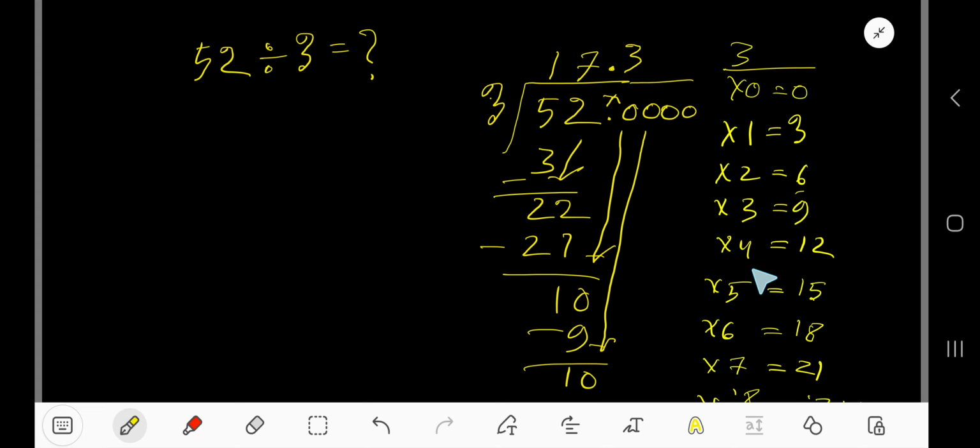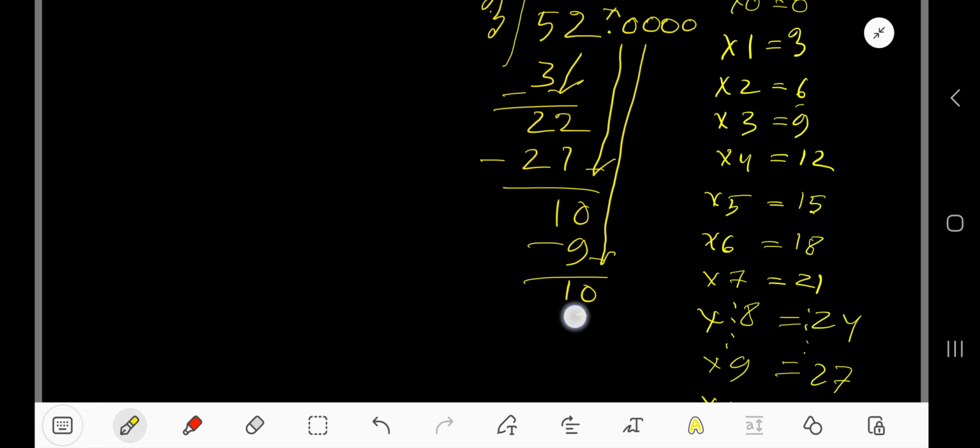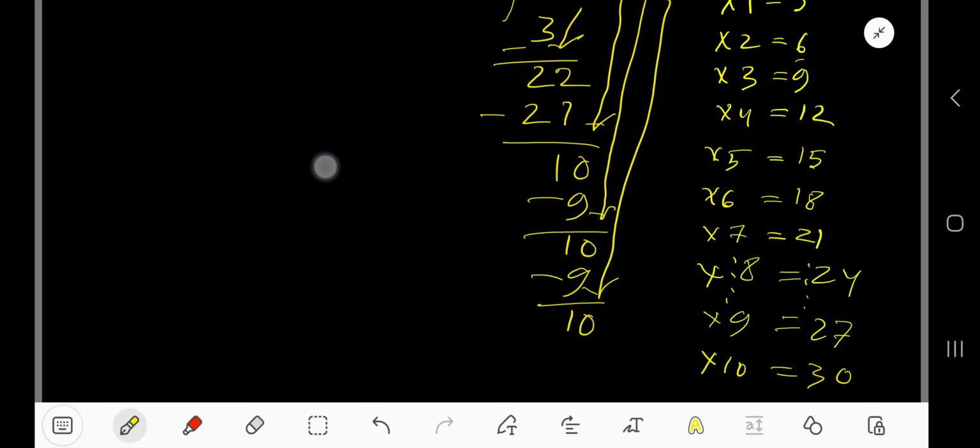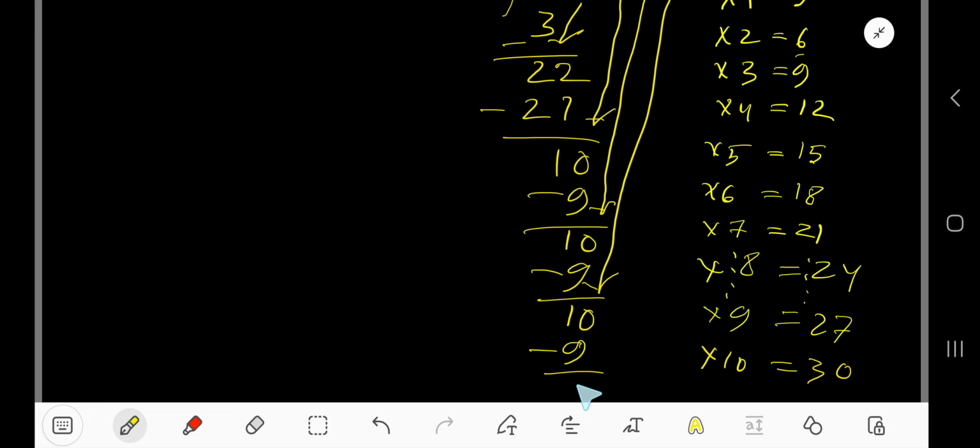3 goes into 10 how many times? 3 times. 3 times 3, 9. Subtract, 1. Bring down another zero. 3 goes into 10 again 3 times. 3 times 3, 9. Subtract, you are getting 1.